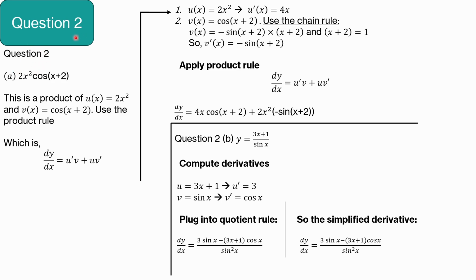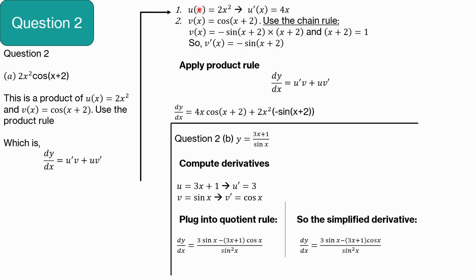So we're going to separate it into two parts, where u is 2x squared and v is cos x plus 2. We're going to use the product rule, which is u prime times v plus u times v prime. If you're wondering, the prime basically means the derivative of the function.